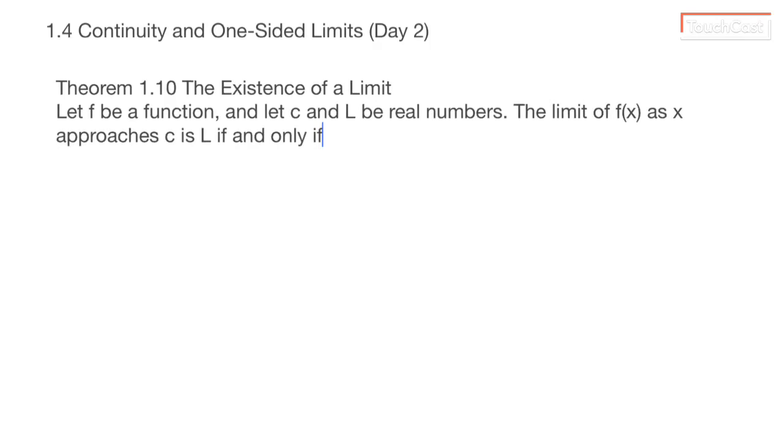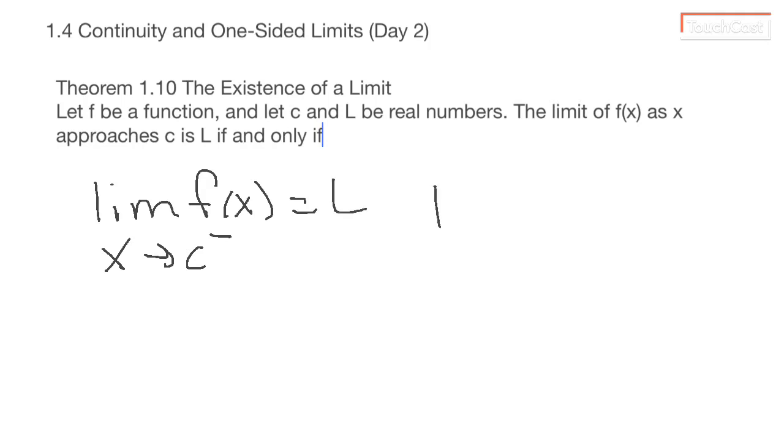1. The limit of f of x as x approaches c from the left is equal to L, and the limit of f of x as x approaches c from the right is also equal to L. So basically what this says is if we approach c from the left and the right and they equal the same thing, then there is a limit.